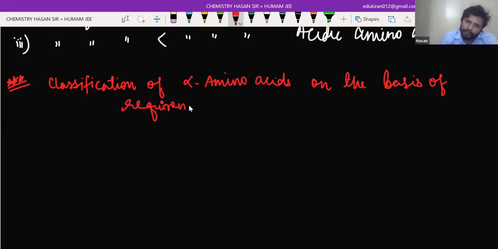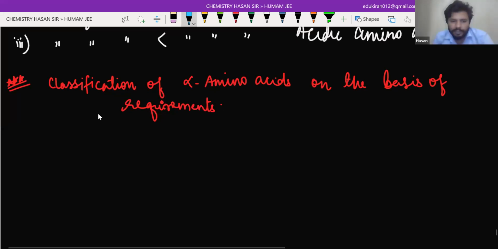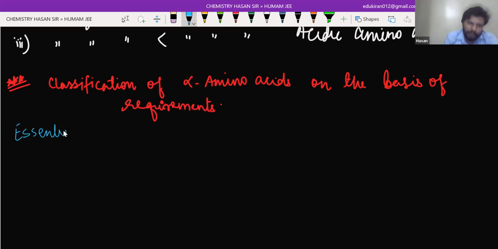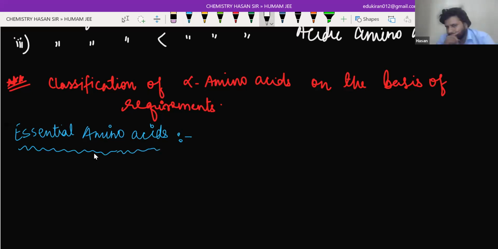So there are two types of amino acids, one is essential, another is non-essential. So what is essential? Essential amino acids are those which we don't get from our body. Basically, we need to take them from outside. That is your essential. And the one which we get from our body, which is released by our body, that is non-essential.